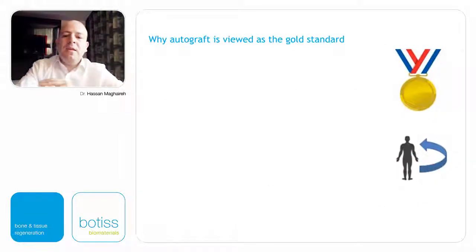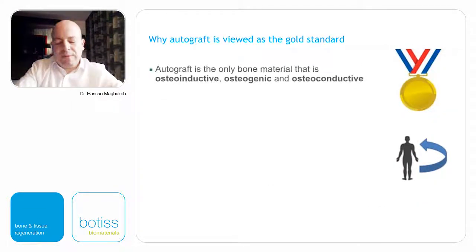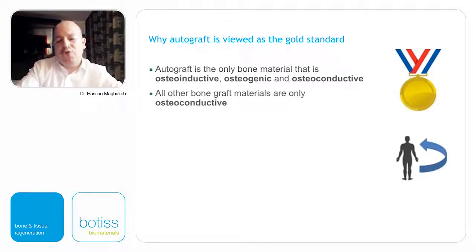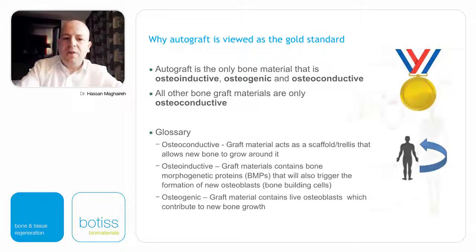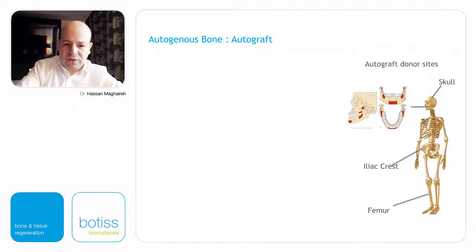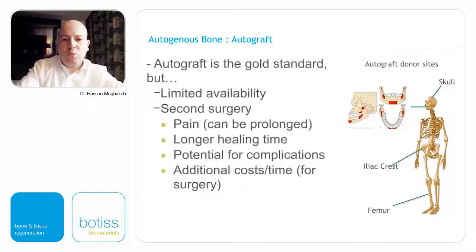Obviously the rate of rejection is going to be very little. The rate of remodeling is going to be very, very quick. Every other single bone graft material is not going to be osteoinductive or osteogenic like autograft. So autograft is osteoinductive, osteogenic, and osteoconductive. Other bone grafting materials are going to be osteoconductive. And this is something we all know.